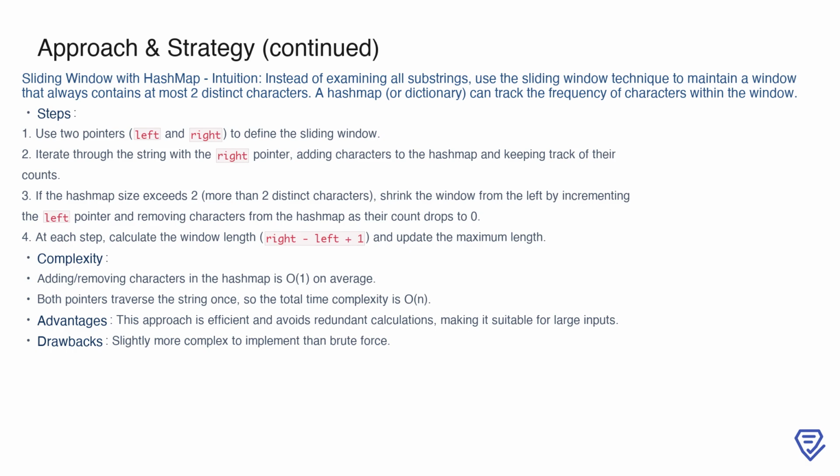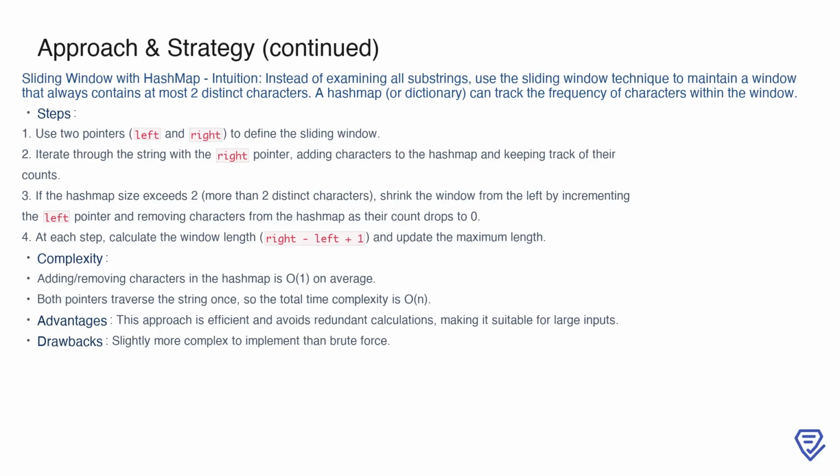At each step, we calculate the window's length and update the maximum length if needed. This method is much more efficient because both pointers traverse the string only once, making the total time complexity O(n). Additionally, operations on the hash map, such as adding or removing characters, are O(1) on average. While slightly more complex to implement than the brute force approach, this method avoids redundant work and is well suited for large inputs.